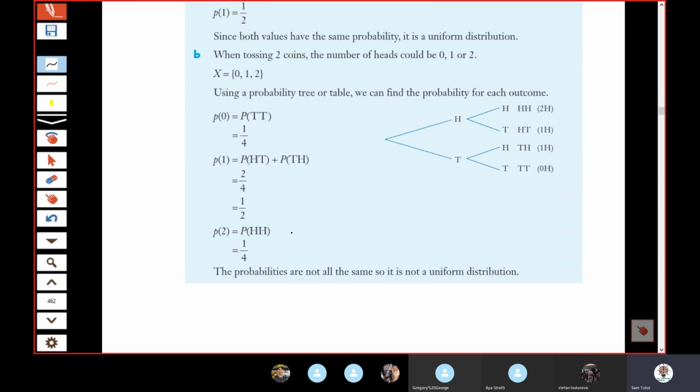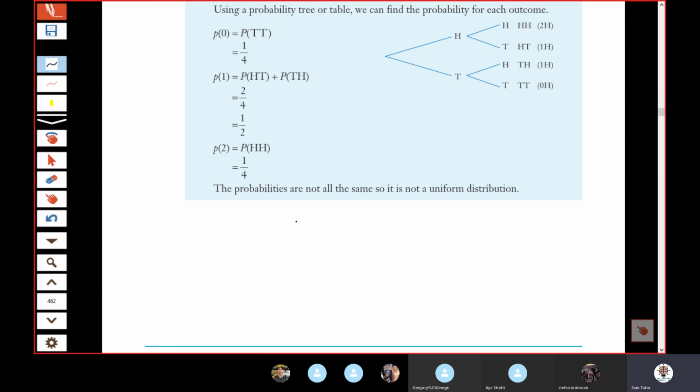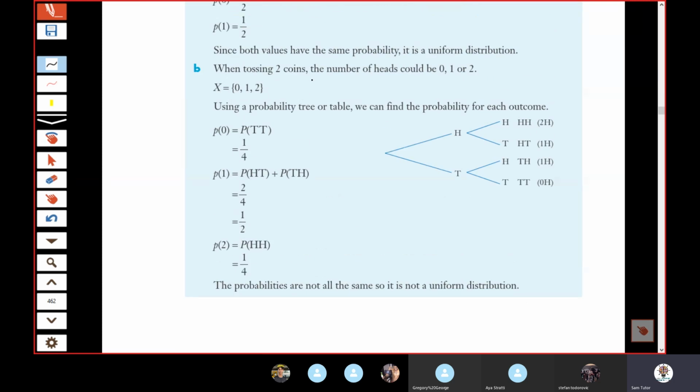Basic questions. I think I've got to move past these. These are too easy for you guys. Oh, what's this? When tossing 2 coins, the number of heads could be 0, 1, or 2. Use the probability tree, find the probability for each outcome. So the probability of getting no heads is a quarter. The probability of getting 1 head is a half. The probability of getting 2 heads is a quarter. The probabilities are not the same. This is not uniform distribution.